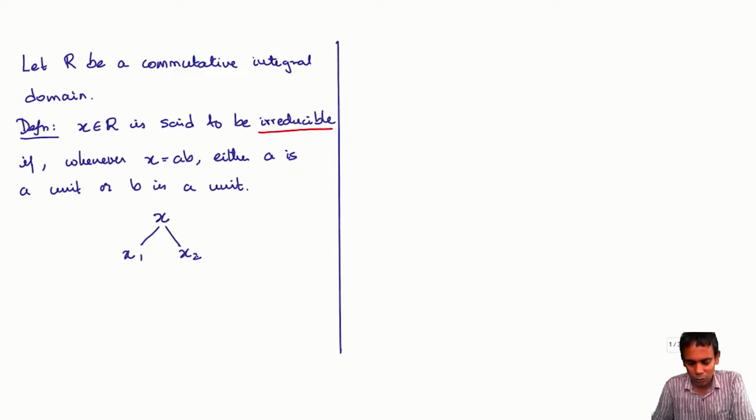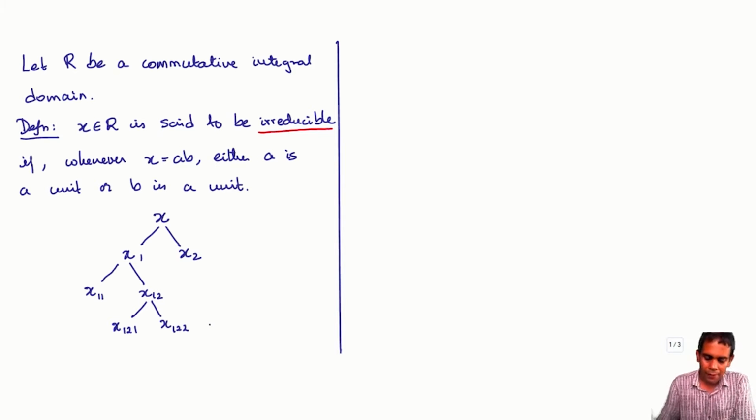Otherwise, at least one of these would not be irreducible, or maybe both are not irreducible. So suppose x1 is not irreducible, then I can try to factor that further into x11 and x12. And maybe x2 is irreducible. Then I leave it there. If not, I will also extend this branch of the tree. And let's say x11 is irreducible, but x12 is not, then I can write it as x121, x122, and so on. Now, if I do this, one of two outcomes will happen.